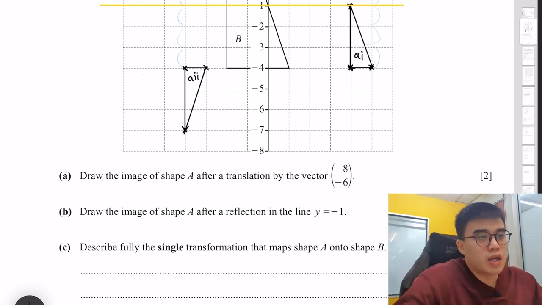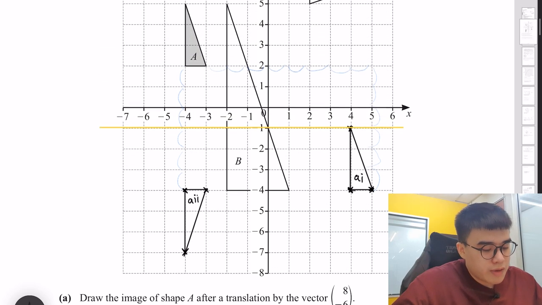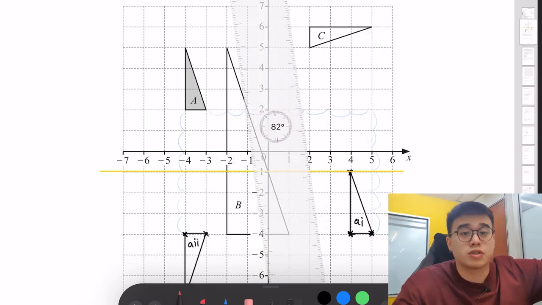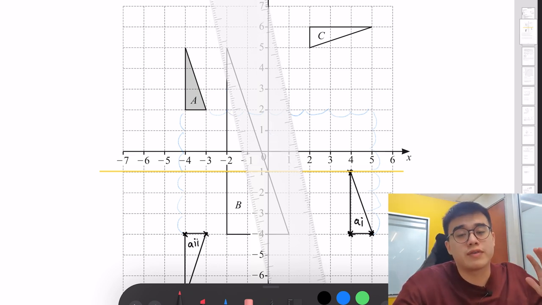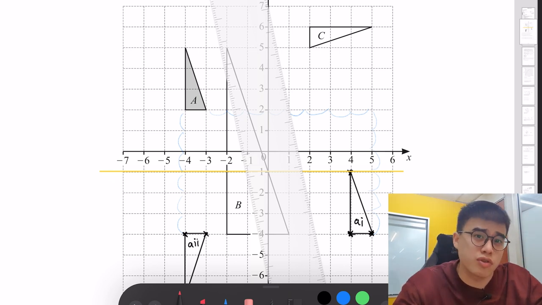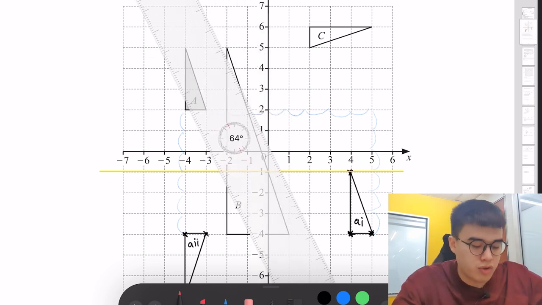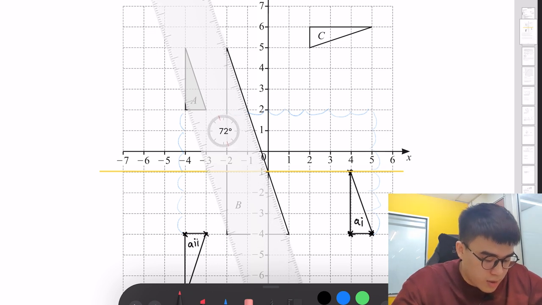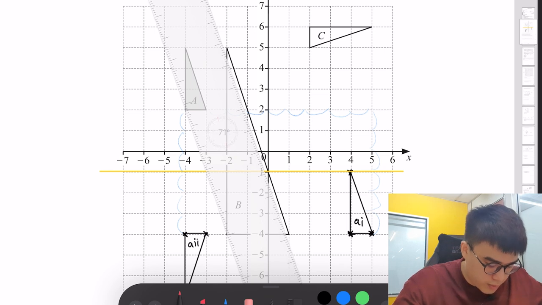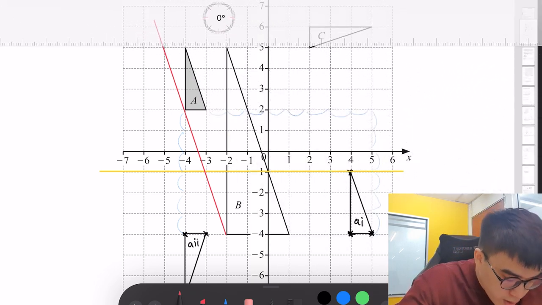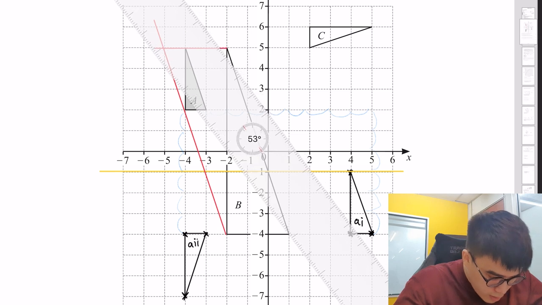So for shape A to shape B, one is big, one is small. Apparently it is an enlargement with a scale factor, but I'm not sure how much the scale factor is yet. There are 2 things you need to identify for this: first, where is the center of enlargement, and then what is the scale factor. In order to find it, I will be joining the corners together and checking for any overlap. Once I'm done placing the ruler, I draw a line joining everything up. Moving on, there's another point here, and then the last one will be here.